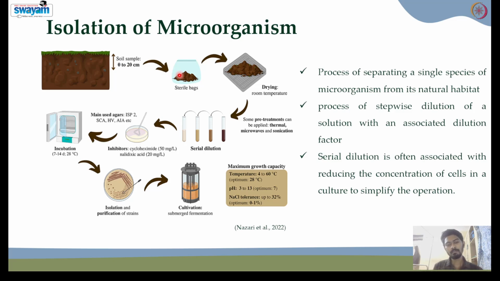After storing them in sterile bags, we will dry them at room temperature, at 30 to 35 degrees Celsius. Then if we want some pre-treatment like thermal, microwave or sonication, we can perform it, otherwise it is optional. So we will directly go for serial dilution, where we dilute the concentrated sample. Why? In order to reduce the population and to isolate a particular specific microorganism. So we could observe the color change as dilution occurs.